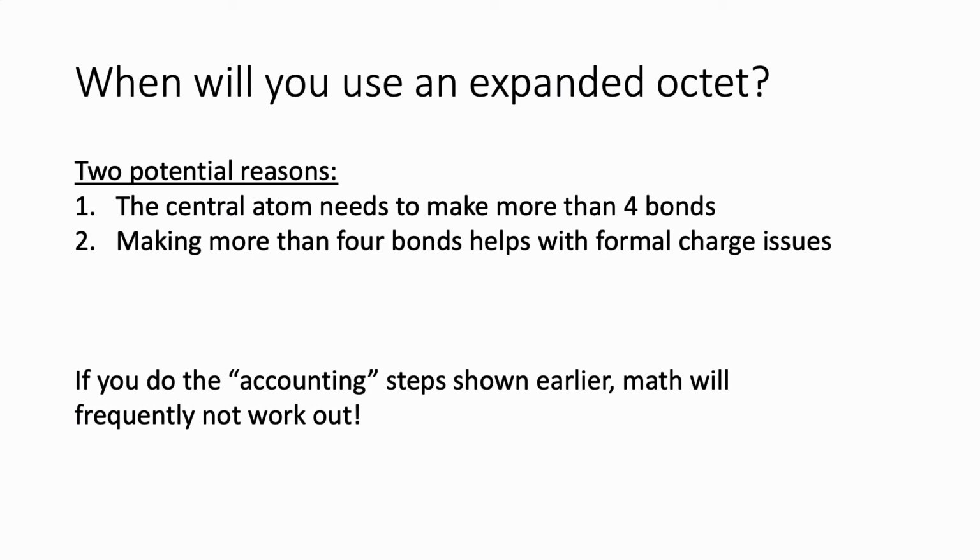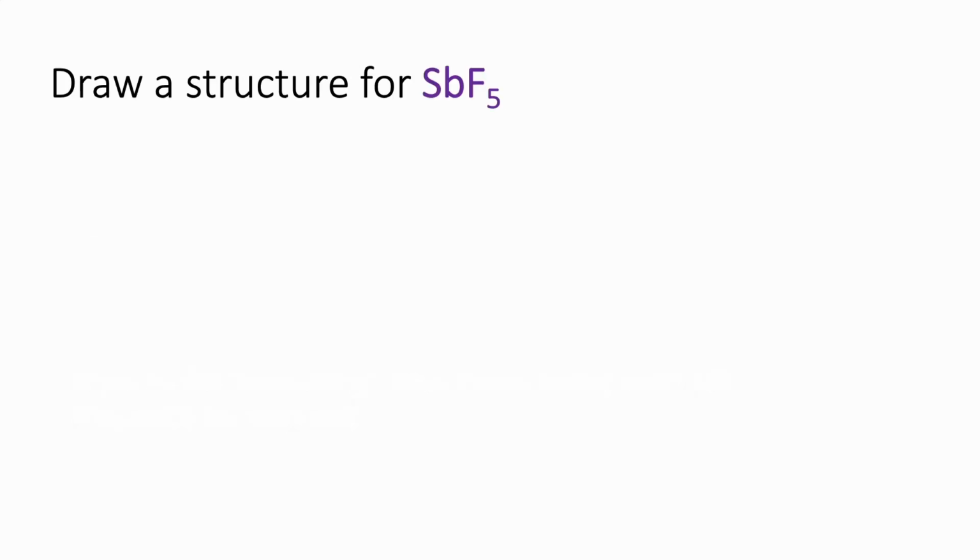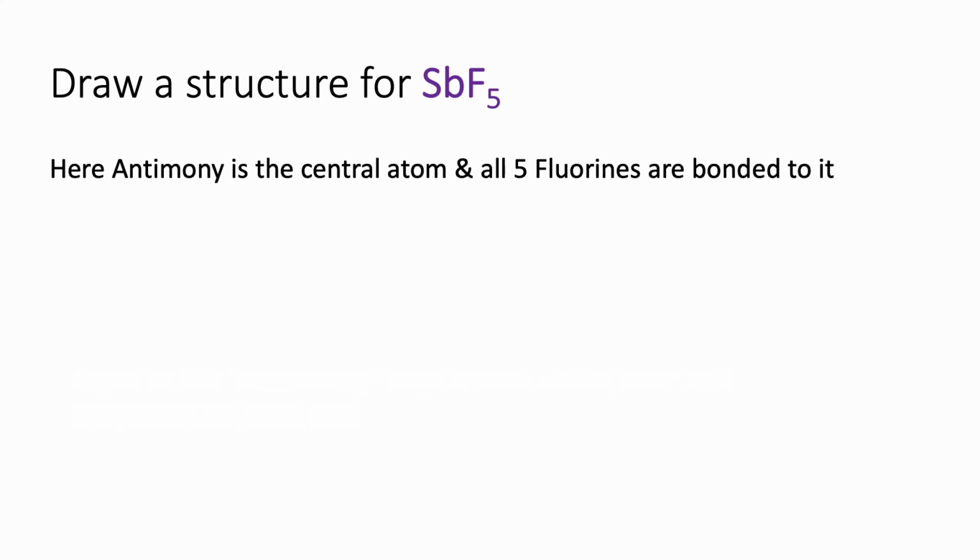So we're going to do 2 examples, one to illustrate each of these 2 potential reasons for using an expanded octet. And the first one we're going to tackle is SbF5, antimony pentafluoride. Here, antimony is the central atom. All 5 of the fluorines are bonded directly to it. I have to say that explicitly because people always say, well, what if one of the fluorines bonds to another fluorine? It does not happen that way.